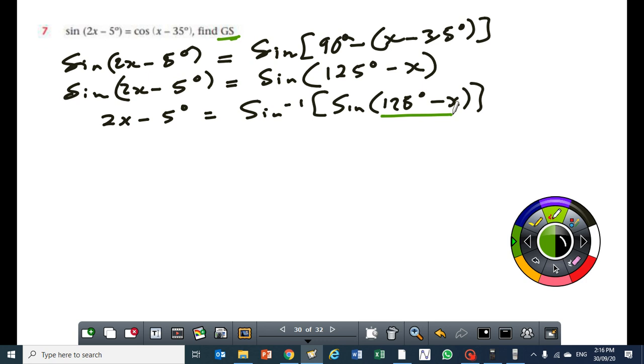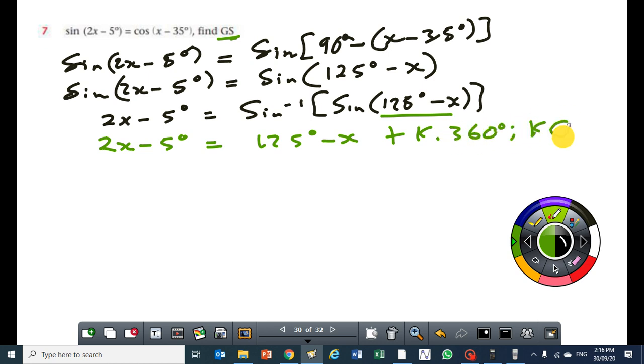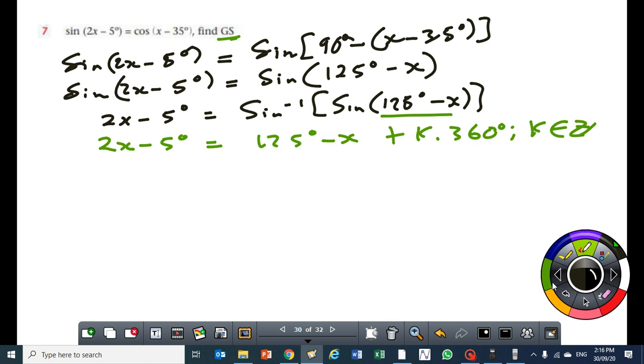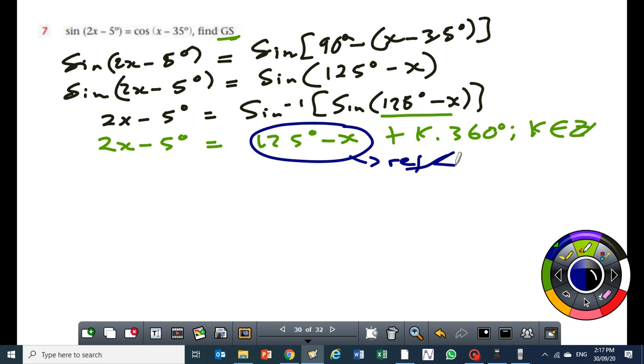Right? So from there, you get 2x minus 5 degrees is equal to 125 degrees minus x plus k times 360, where k is an integer. Now your reference angle is this. You have to subtract that from 180. Remember, the reference angle is the angle you get by using shift sine. That's the reference angle.